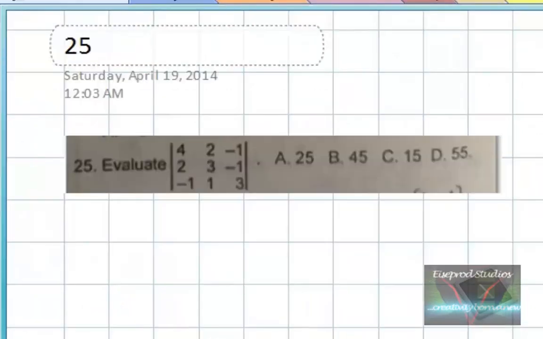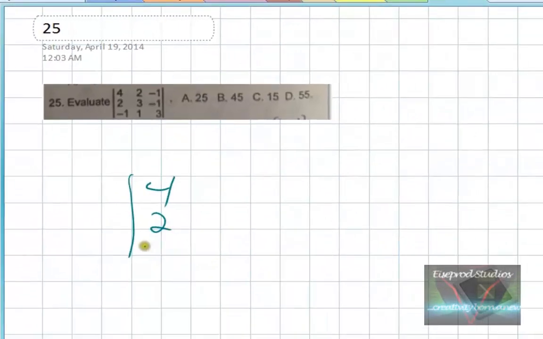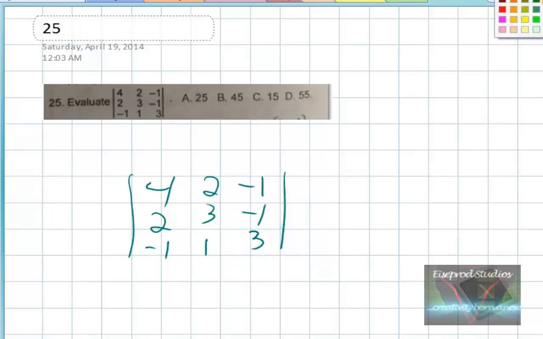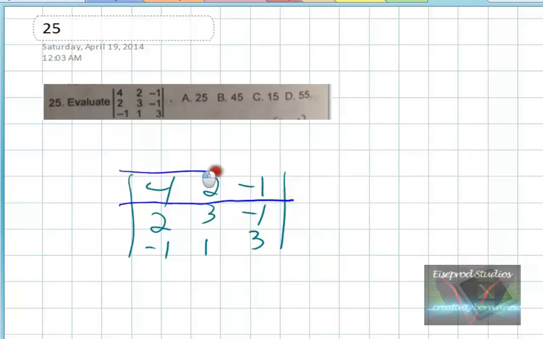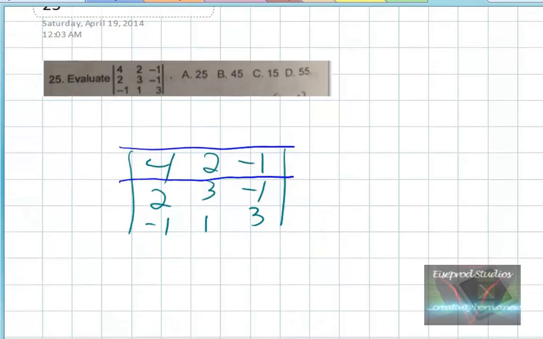So question 25, this is this sort of 3 by 3 block, and it has the numbers 4, 2, negative 1, 2, 3, 1, negative 1, negative 1, and 3. And it wants us to evaluate. So what we're going to do, and I'll use another color to show what I'm going to say, is this top row, the 4, 2, and negative 1, we're going to split that up.